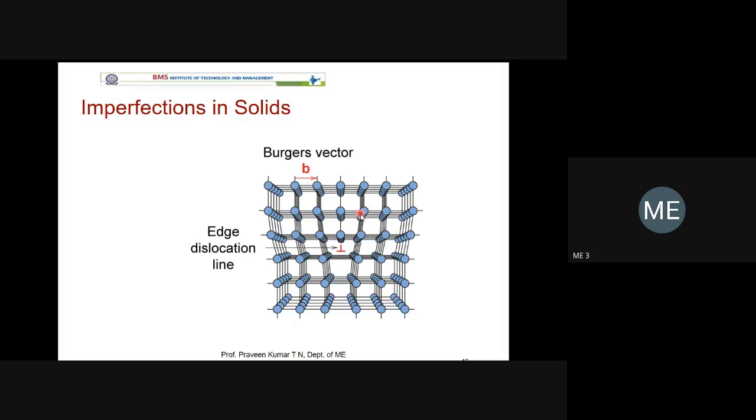Once it comes, then once again some amount of work or load is applied. Then it will push these three atoms to the right side. This will be this atom. So then the same process continues.